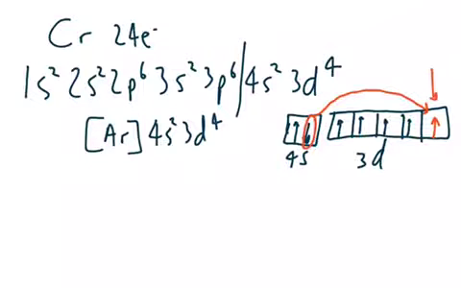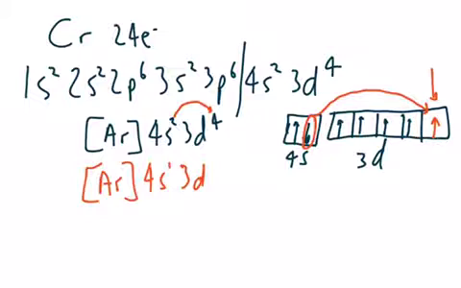So what happens is the electron from the 4s2 jumps over. The actual electron configuration for chromium would not be 4s2, it would be 4s1, and then the other one that jumped over fills in the d orbital, and it becomes 3d5.